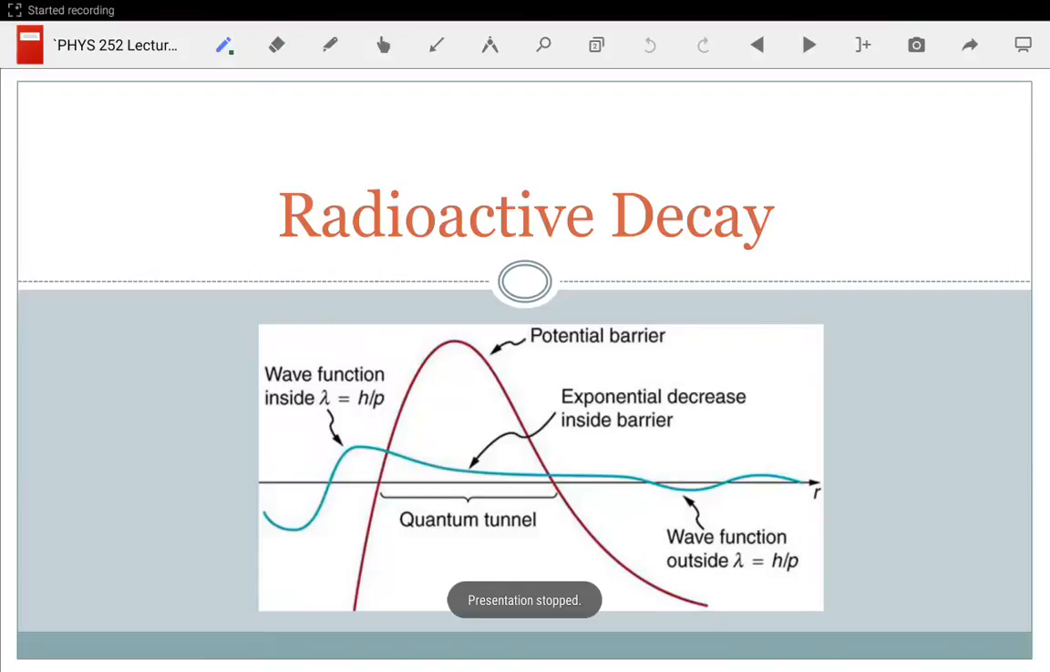Okay, today, our last calculus-based lecture, we are just going to talk about radioactive decay. It's a fairly simple thing, and then we'll do the 252 teacher evaluations.